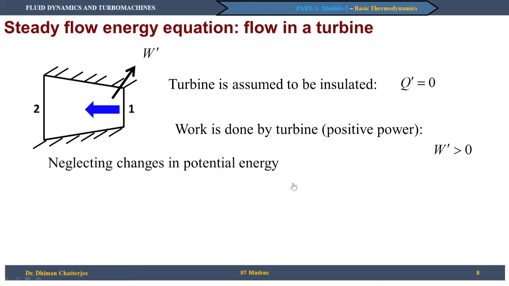Similarly, neglecting changes in the potential energy as we have done in the case of nozzles or diffusers, we can say that minus W prime equals m dot (H02 minus H01), or that Wt prime, the rate of work done or the power produced by the turbine, T for turbine, is equal to m dot (H01 minus H02). Let us pause here for a minute. We say that the work done by the turbine is positive because it is a positive power, and we find that H01 must be greater than H02 in order for Wt prime to be greater than 0.